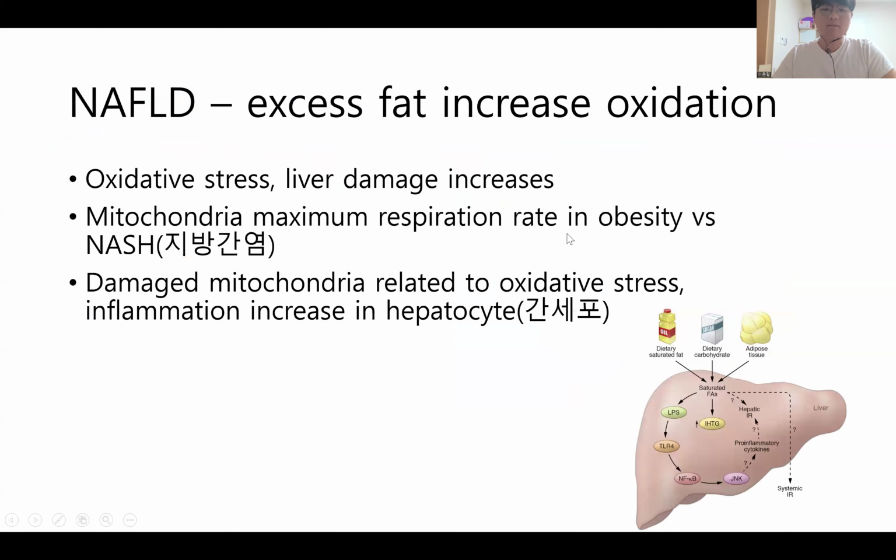How does NAFLD cause symptoms in patients? Fat excess and a high fat diet cause excess TCA cycle activity, so oxidative stress increases. And mitochondrial maximum respiration rate is observed to be bigger in obesity. Mitochondria are damaged or leak out, which causes more oxidative stress and inflammation, and further hepatocyte damage.